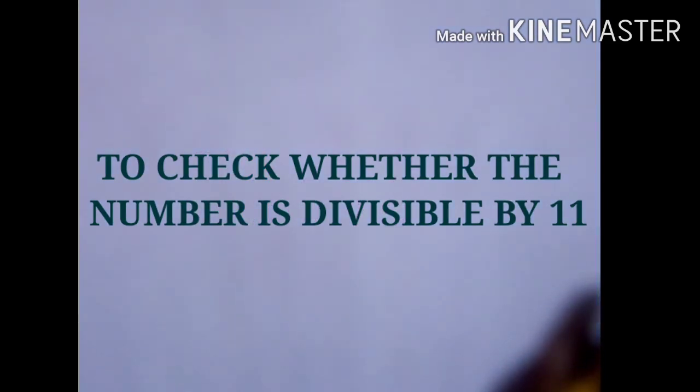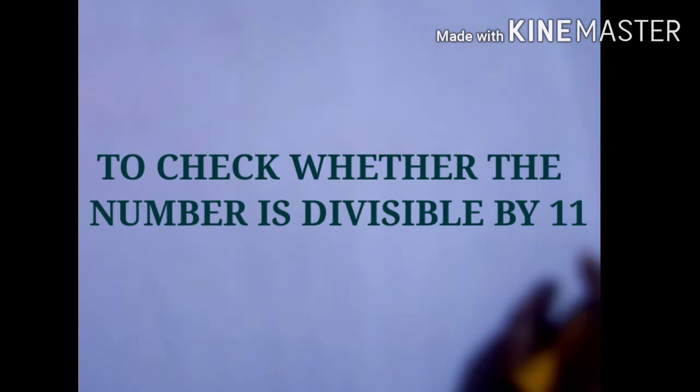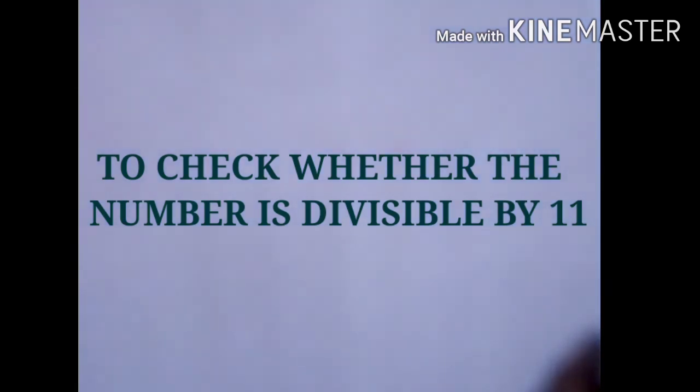So next is to check whether the number is divisible by 11. A number is divisible by 11 if the difference between the sums of the alternate digits is 0 or a multiple of 11. Okay.